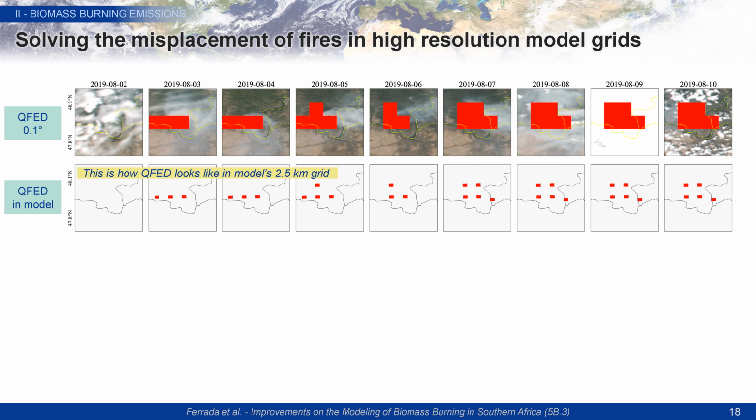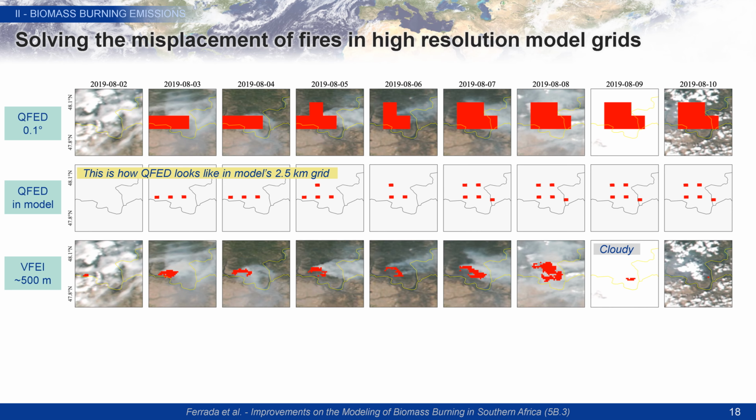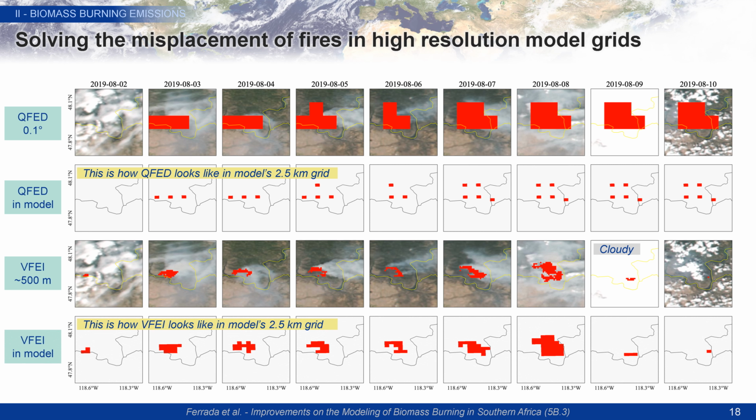You can see that the fire appears as 4 or 5 different fires because the model tries to find the closest grid box for each QFED geolocation. Now this is how VFA, in its 500-meter resolution, represents the same fire. You can notice much more detail in the variability and progression of the fire in a day-to-day transition. And when we map this into the model grid, this is the result.